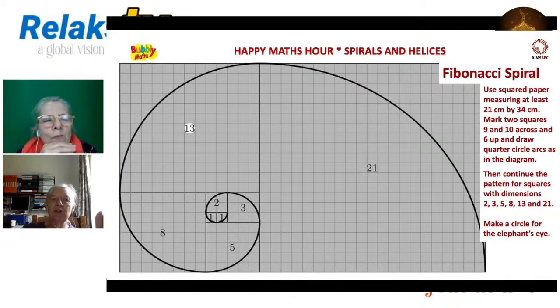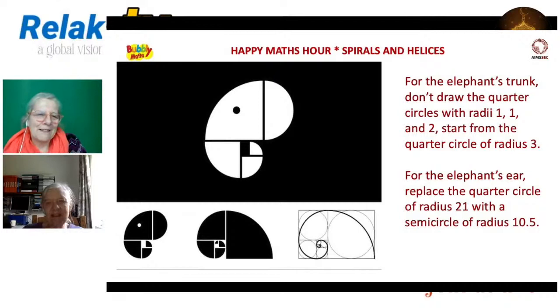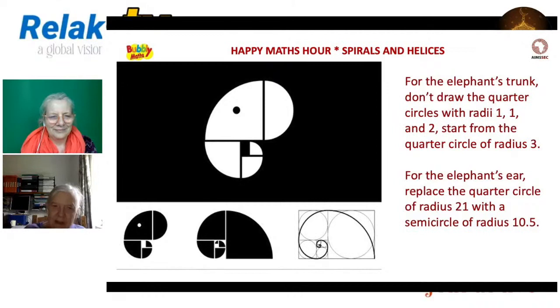We can turn this into an elephant. Isn't this beautiful? This is just what we've drawn, but see, near the middle at the bottom, that's the curve that we've just drawn, okay? And we've just changed it a little bit. So the next picture along shows how you take out the first three circles so that you get his trunk stopping. So it's the one and two circles, arcs that are taken out.